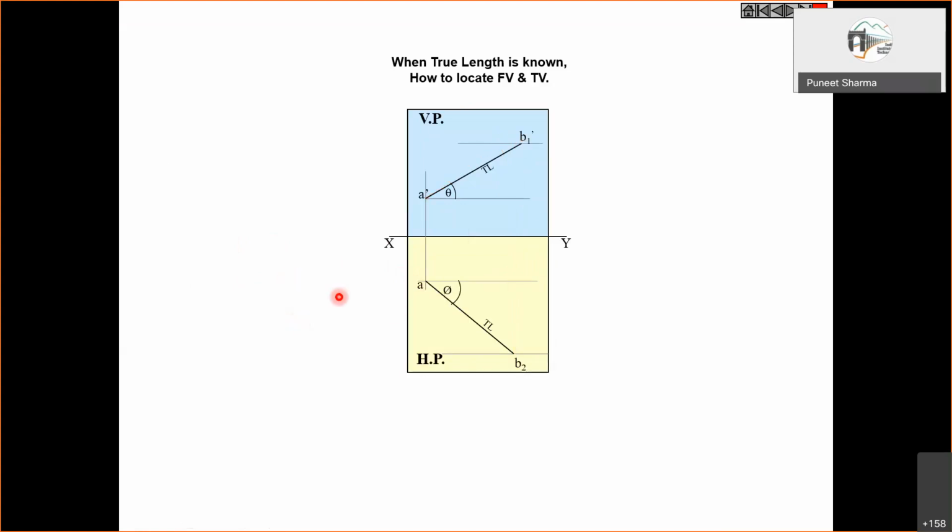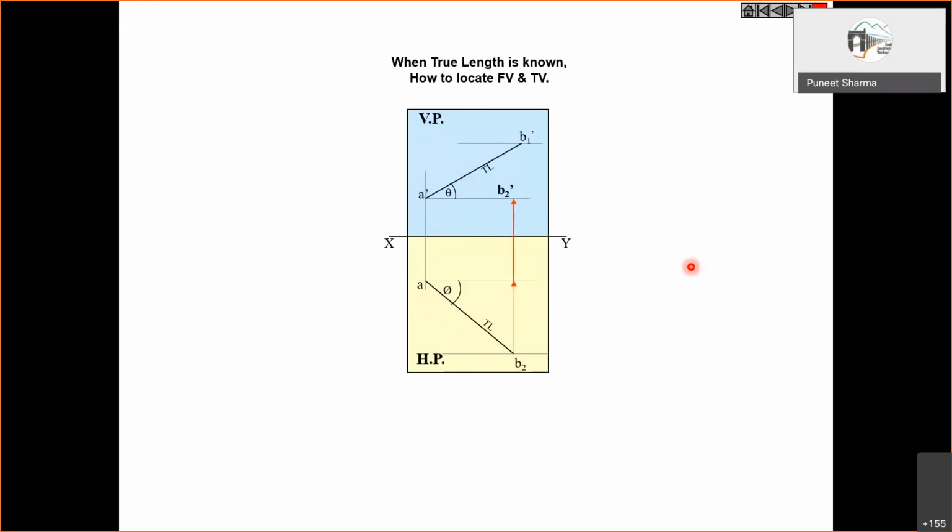Likewise, here the line is assumed parallel to the horizontal plane, right? So this length is known and this distance of B2 from XY is known. So the same will be the distance of B from the XY. That is known by drawing this assumed position. Thereafter, this is brought to this level, because when the line is assumed parallel to the horizontal plane, if we want to obtain the front view, it will be parallel to XY. So we obtain, corresponding to B2, the B2 dash here.